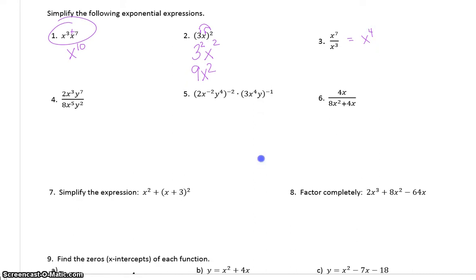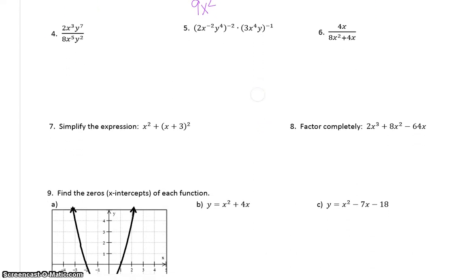Number 4, put some of this all together. Now what I want to draw your attention to is this 2 and this 8. Don't confuse those for using exponent rules. That is just a fraction that you're going to reduce like normal. So 2 goes into 2 once, and 2 goes into 8 4 times.